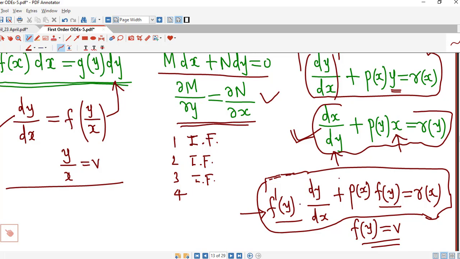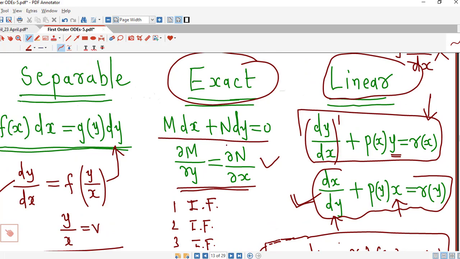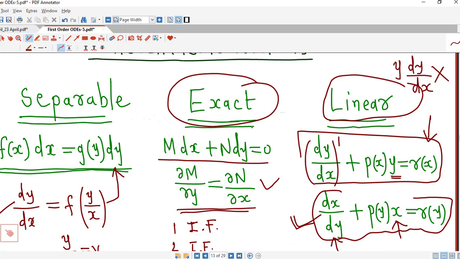Similarly, we can have x as dependent variable and we can convert it into a linear differential equation with x as dependent variable. So there is no general method of deciding which method is applicable for a particular equation. By trial and error, we have to decide. We can first check whether it is separable or not. If we wish, we can check the condition for exactness first, and then if it is not exact, then we can check whether it is linear or not.